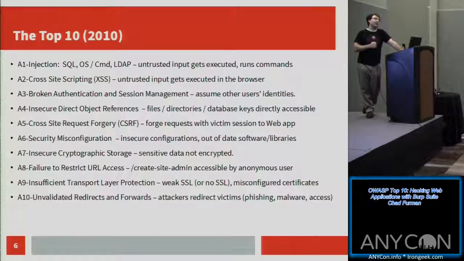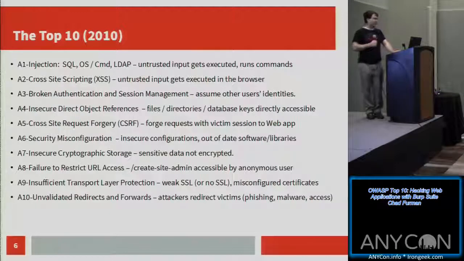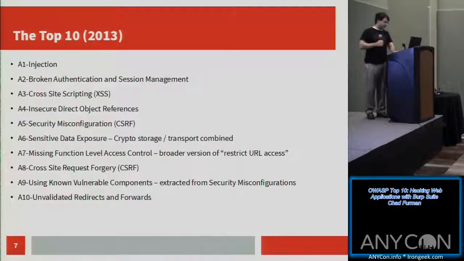Failure to restrict URL access is kind of more commonly referred to now as function level access control, but the general idea is you can access a URL as a not authenticated user that allows you to do privileged activities. And unvalidated redirects and forwards may seem harmless, but they can allow you to do social engineering that can result in backdoors on people's computers, as well as many other things like trigger your XSS attacks and stuff.